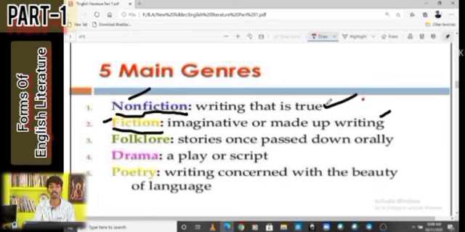I'll give an example for these two classifications, these two genres. First one, the story must be a truth. You have studied in PUC. For example, fiction.